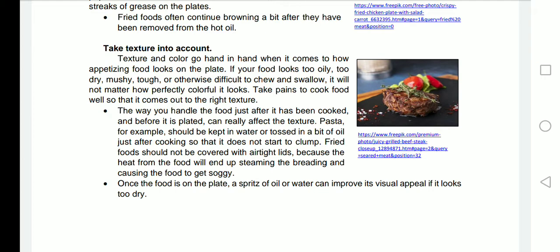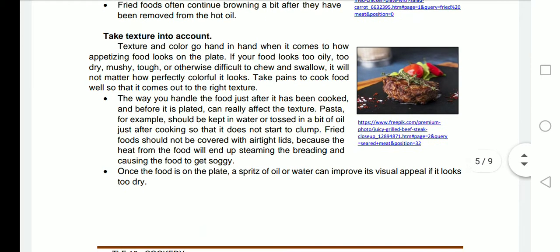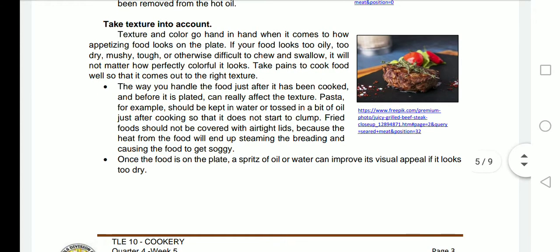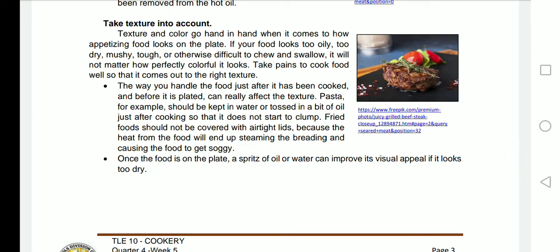Okay? And then the next one is take texture into account. Texture and color go hand in hand when it comes to how appetizing food looks on the plate. If your food looks too oily, too dry, mushy, tough, or otherwise difficult to chew and swallow, it will not matter how perfectly colorful it is. Take pains to cook food well so that it comes out in the right texture.